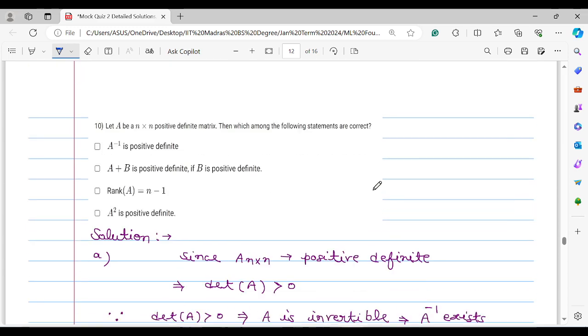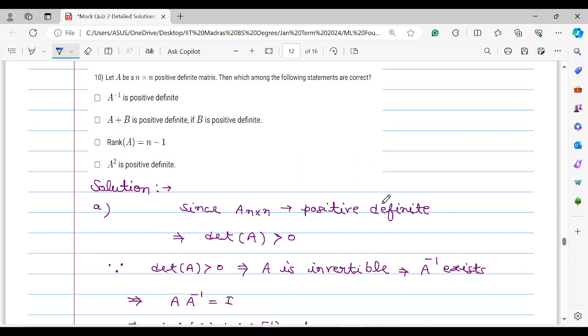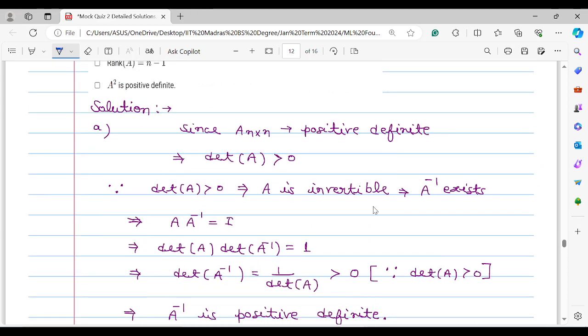Going to the next problem: let A be an n cross n positive definite matrix, then which among the following statements are correct? A inverse is positive definite; A plus B is positive definite if B is positive definite; rank of A is equal to n minus 1; A square is positive definite. Since A is n cross n positive definite, the determinant of A should be greater than 0. Since the determinant of A is greater than 0, this implies that A is invertible and A inverse exists.